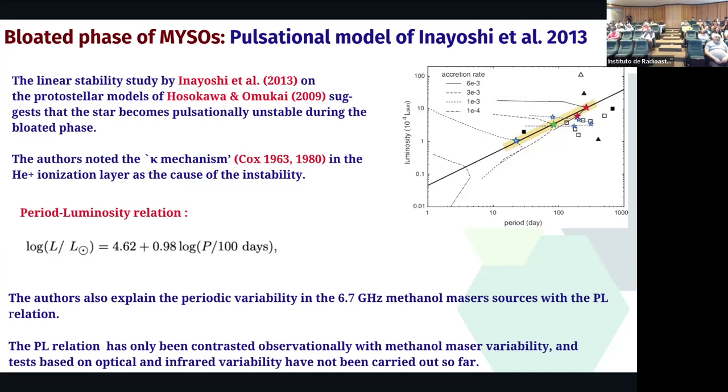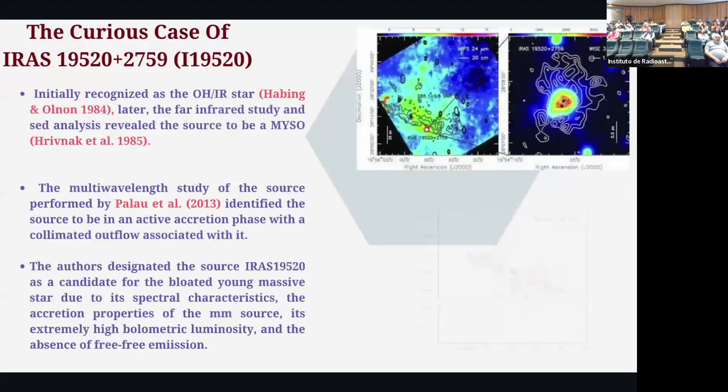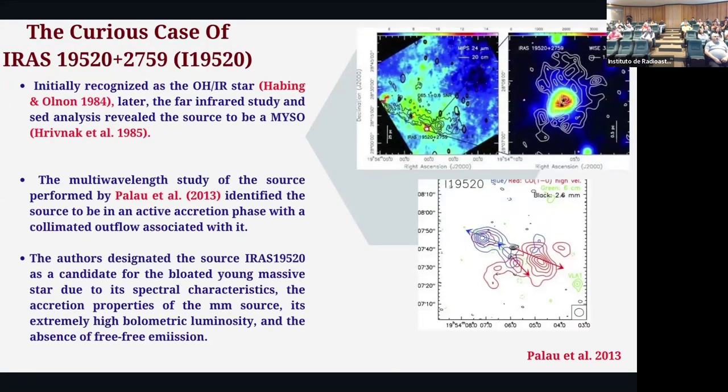Such a source is IRAS 19520+2759. This source lies near a supernova remnant, and initially it was recognized as an OH/IR star. Later, far infrared study and SED analysis revealed the source to be an MYSO, and the distance of the source is somewhere between 8 to 9 kpc, so it's a bit far. Here I have shown some images of this target. This is the target, and this is the millimeter clump associated with the target.